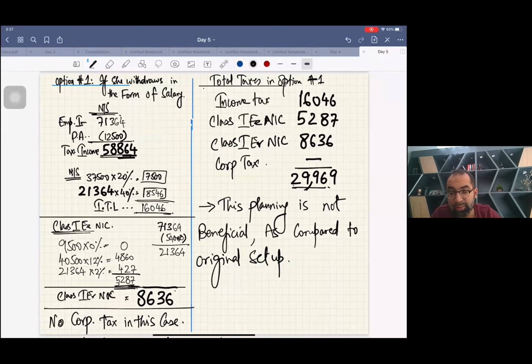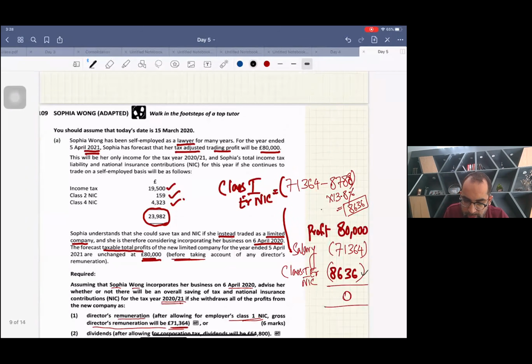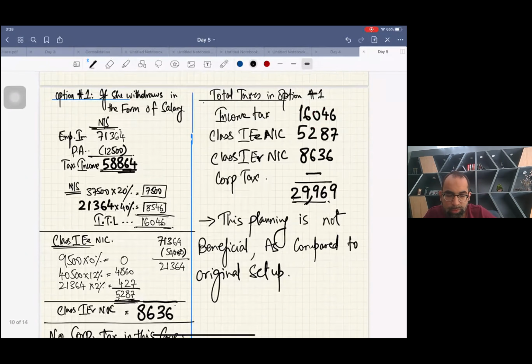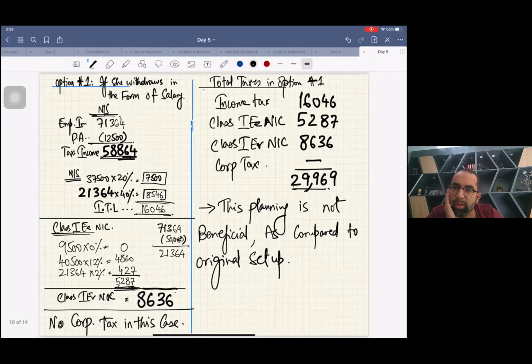Wait, let me compare it with the original sole trader. The original sole trader amount was 23982. Look here. Her existing tax cost as a sole trader was 23982, but now it is 29969, so it's not good. Option number 1 is not beneficial at all.